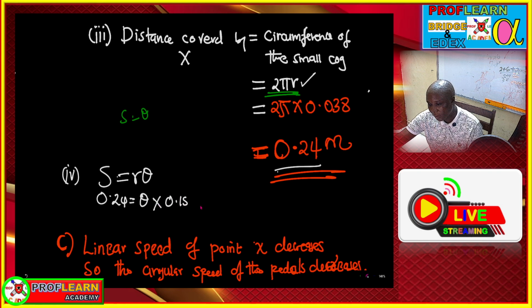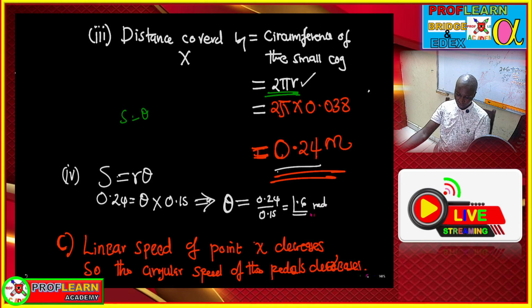So our theta, if we work it out, is equal to 0.24 divided by 0.15, and that is going to translate to 1.6 radians. So this is going to be 1.6 radians.